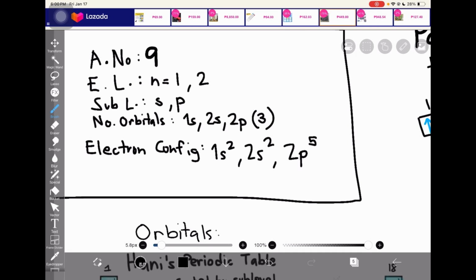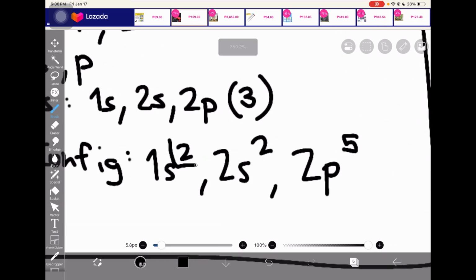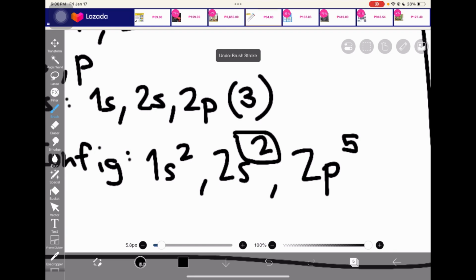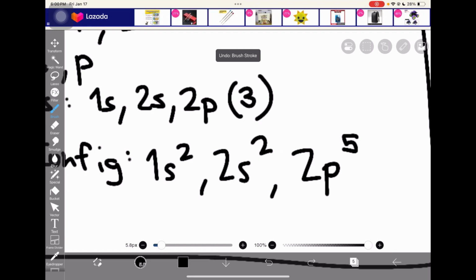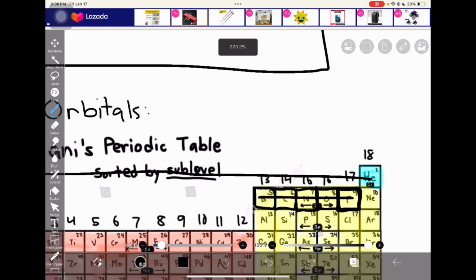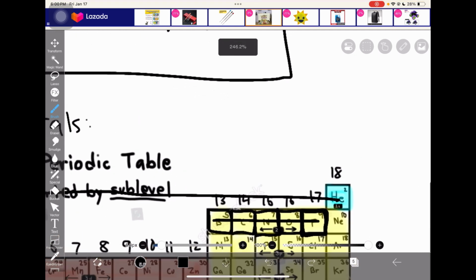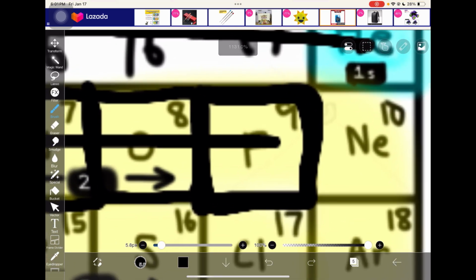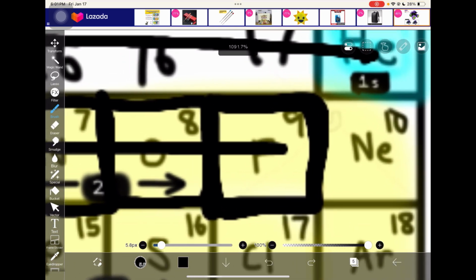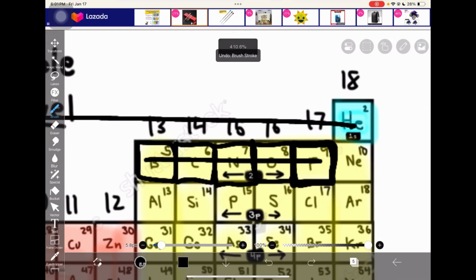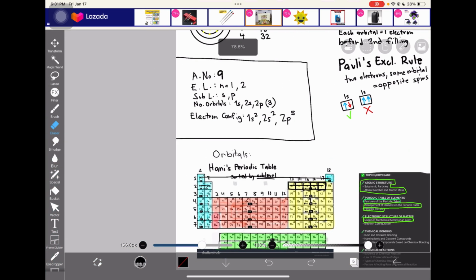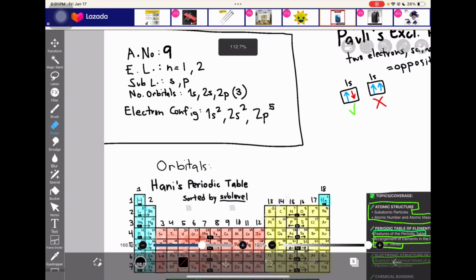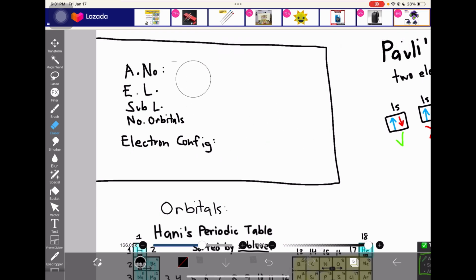When you're asked how many electrons are in an electronic configuration, you just have to add these numbers. So 2 plus 2 plus 5 is equal to 9. If you did your electronic configuration correctly, it should be the same number as the atomic number. I hope you're getting the gist so far. So let's try to practice a little bit.